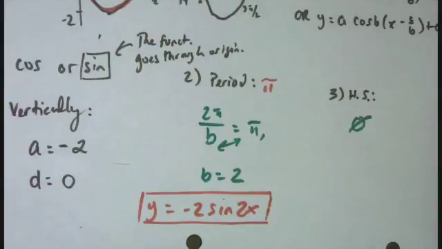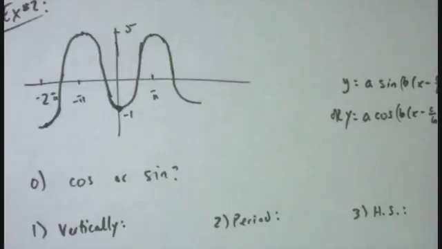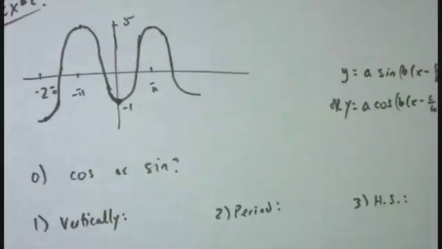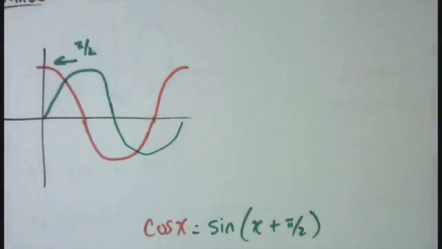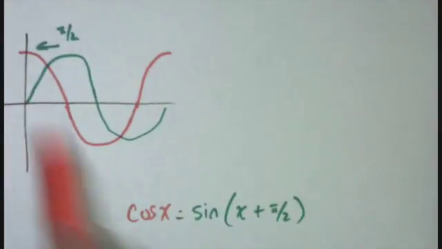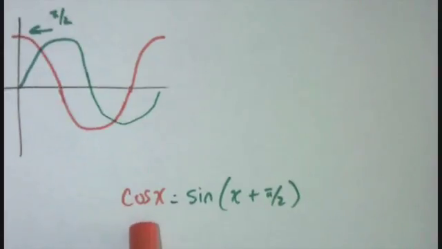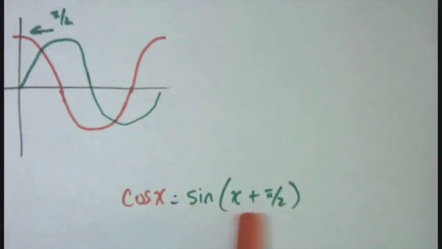In example 2, you're going to be required to write 2 equations this time, one in terms of sine and one in terms of cosine, because you're able to do that. Take a look at my reminder here. The red function is a graph of cosine. The green function is the graph of sine. And I'm telling you that cosine x is equal to sine of x plus pi over 2. Here's how I got that. And we're going to want to remember this.